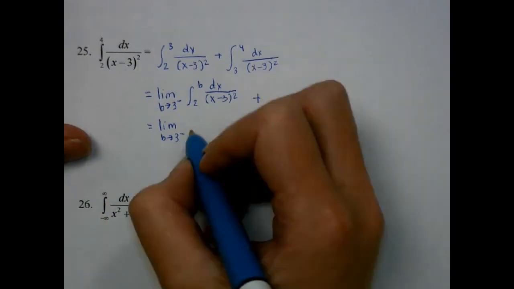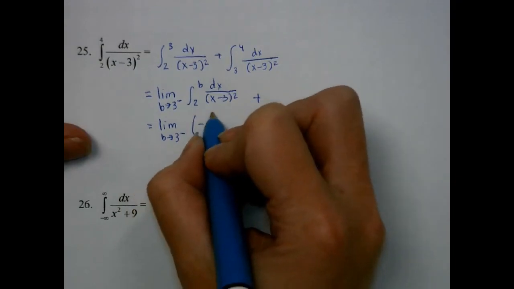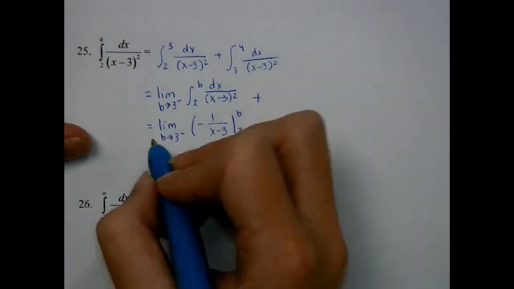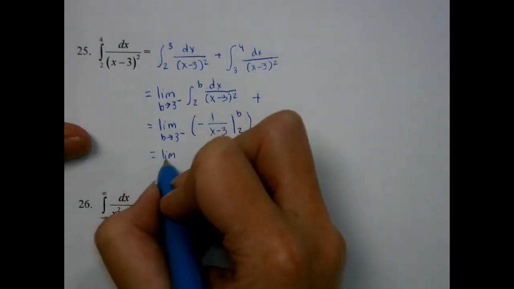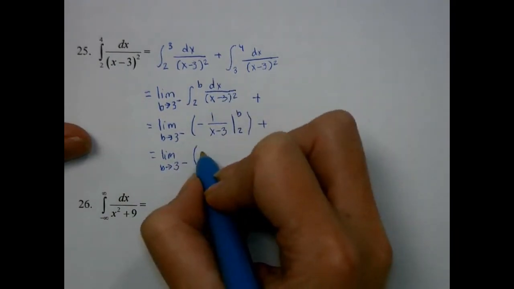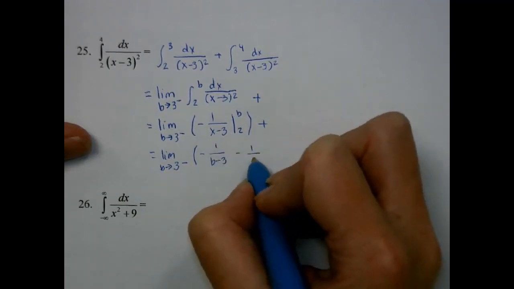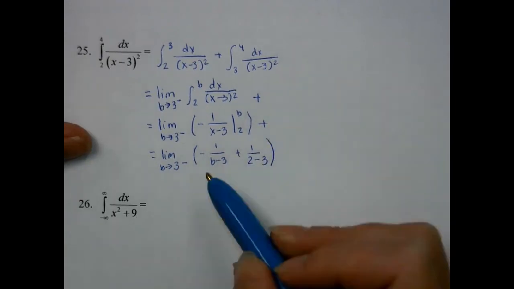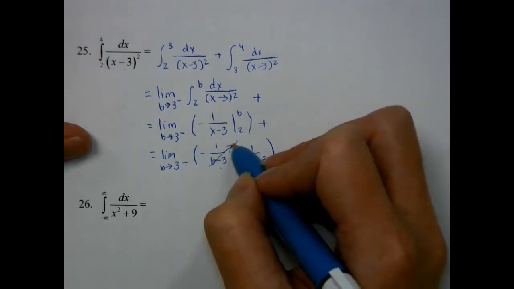So if I integrate this, that's going to be negative 1 over x minus 3, and we're going to evaluate that from 2 to b. Plus, if we need to finish that, we will. So we have negative 1 over b minus 3 minus negative 1 over 2 minus 3. Well, as b goes to 3, this is still a vertical asymptote. So that still goes to infinity, which means this one diverges.